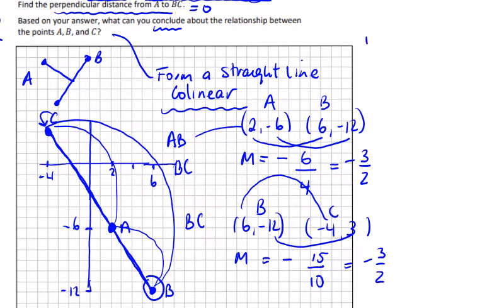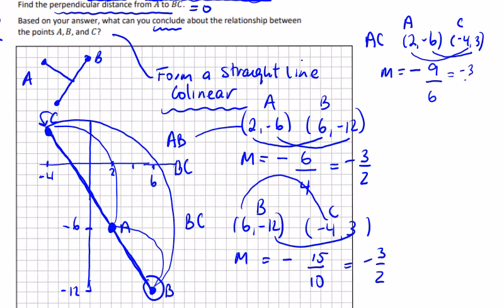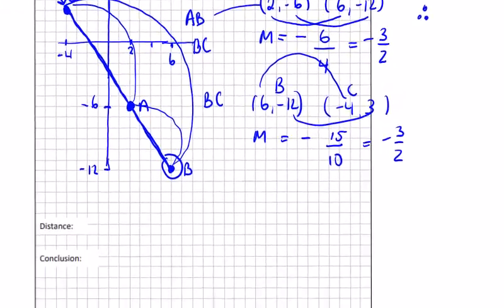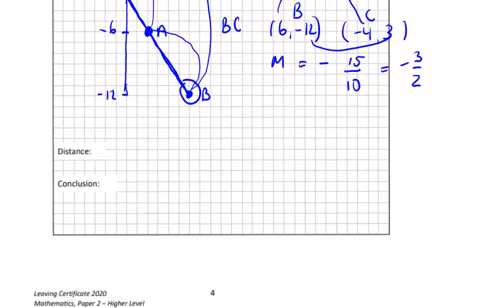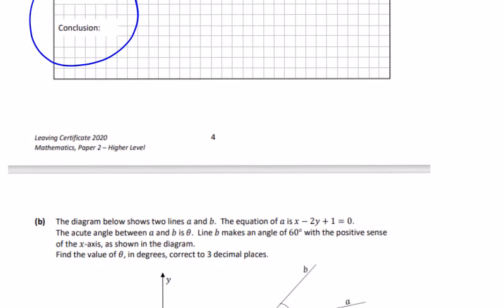And for the slope of AC, A is 2, minus 6, and C is minus 4, 3. The slope is negative. The change in y is 9, and the change in x is 6, which is equal to minus 3 over 2. Therefore, as we concluded earlier, they form a straight line and they're collinear. So you could have done that quite quickly. We've done this answer up above.